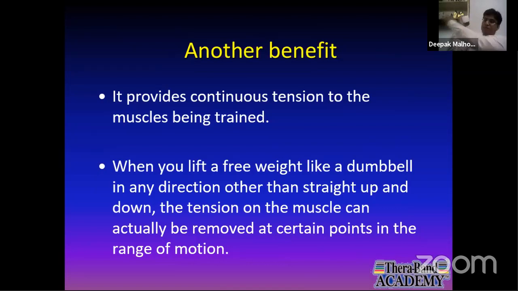So it will be in horizontal direction, and you will be strengthening the muscle throughout the range. But if you are doing this exercise with a dumbbell, this range will not be strengthened because there will be assistance by gravity, and in this particular range the muscle would be weaker. So if you happen to do something in this range, there can be an injury.